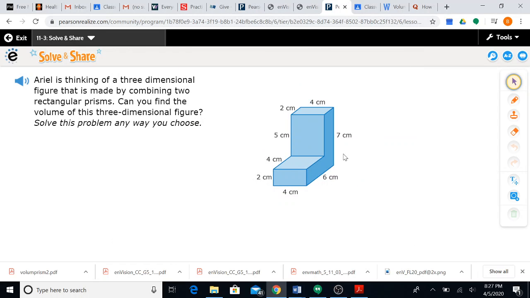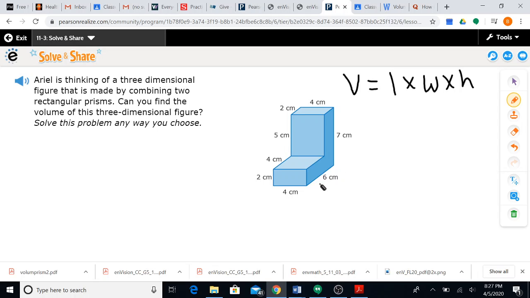Hello, everyone. So for math, the last 2 weeks, we've been working on finding the volume for rectangular prisms. And I want to remind you that volume, we have a formula for it. It is volume equals length times width times height. And today, we're going to be finding the volume for this figure right here.